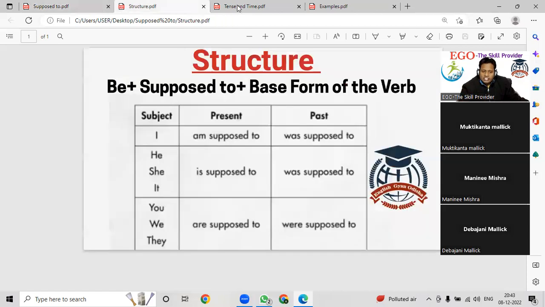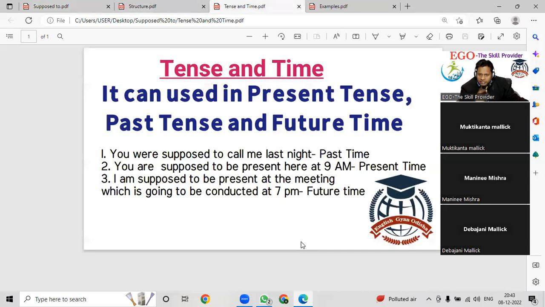Okay, this is the structure. And then think about the tense and type: what kind of tense or time it can use. Remember, it can be used in present tense, it can be used in past tense, it can be used in something called future time. You were supposed to call me last night. Look, this is called past.